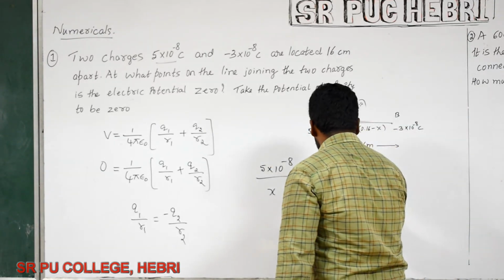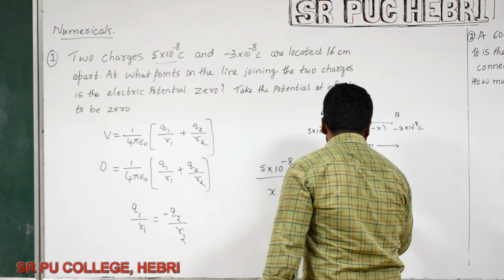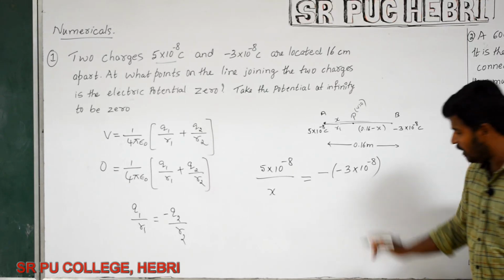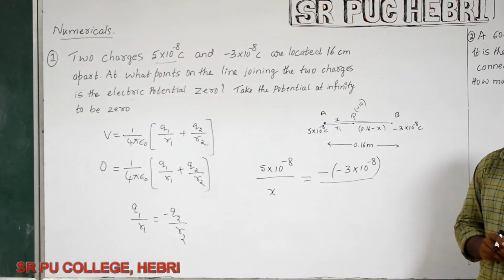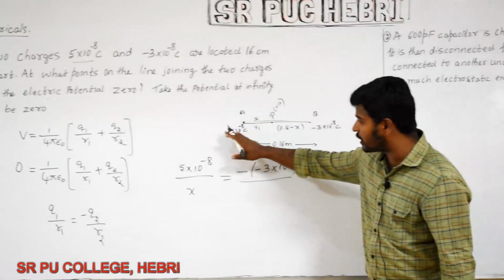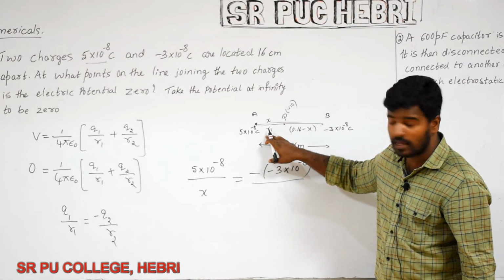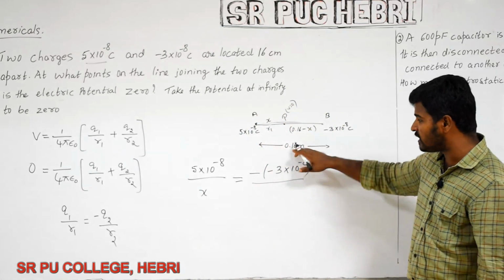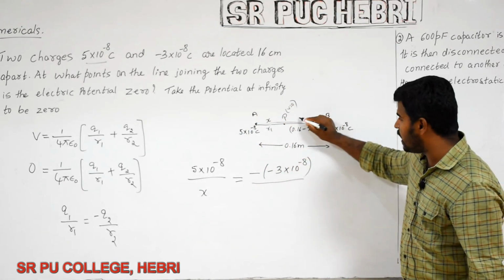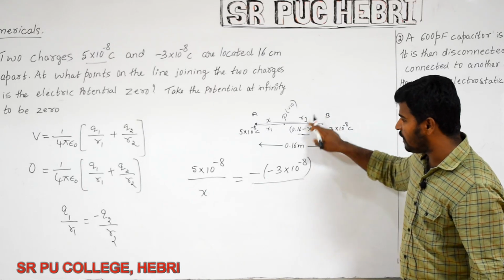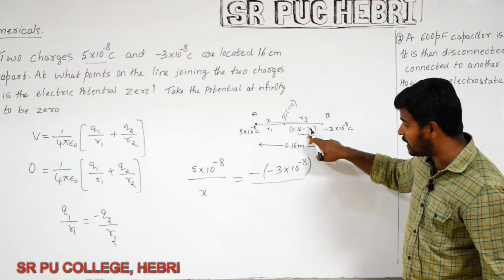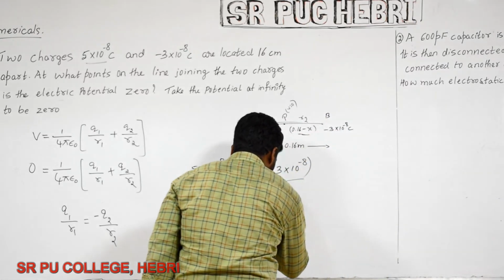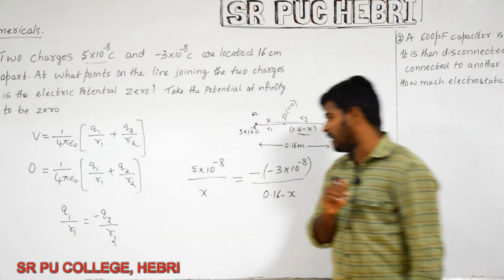The value of Q2 will be minus 3 into 10 raised to the power minus 8 coulomb, divided by R2. What is the value of R2? The distance from the charge Q1 to the point P is expressed by R1, which is equal to x. The total distance between the two charges is 0.16 meter. Therefore the value of distance R2 is 0.16 minus x. So we substitute R2 as 0.16 minus x.